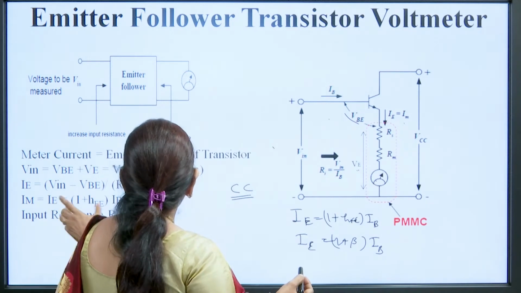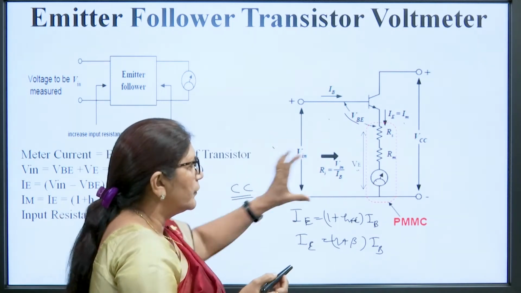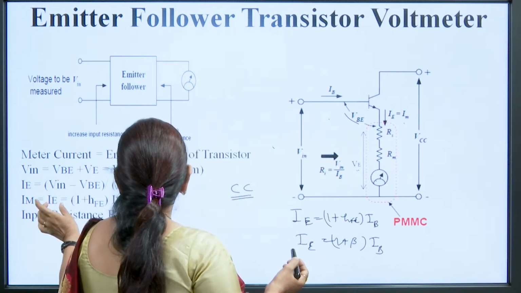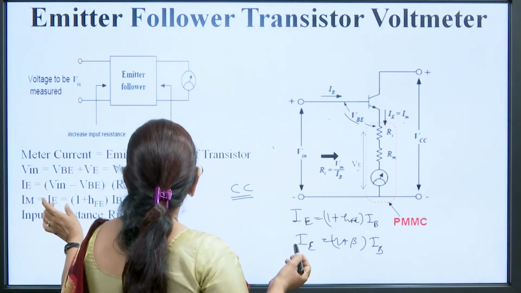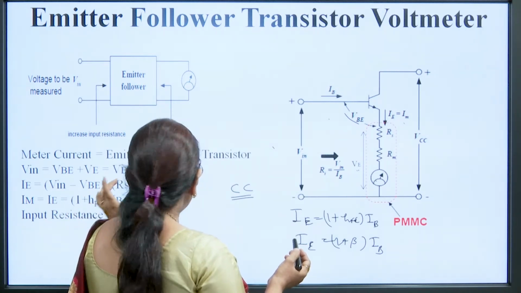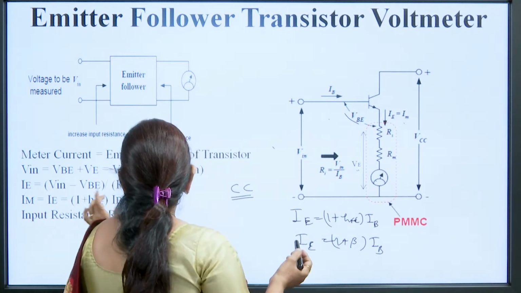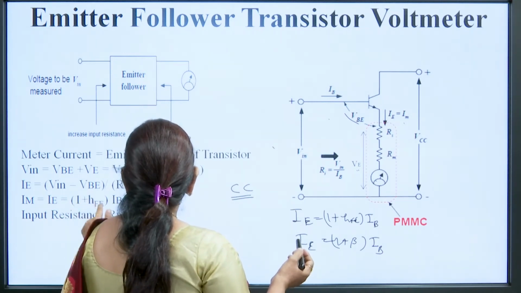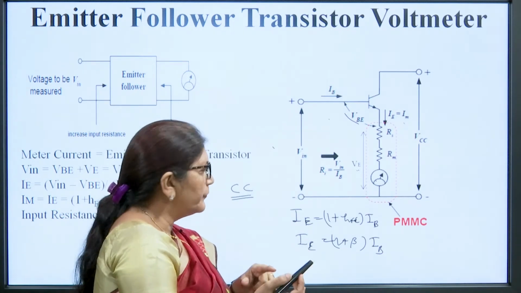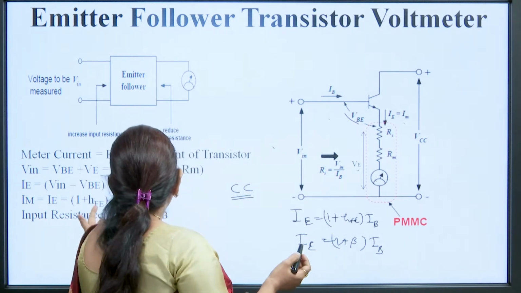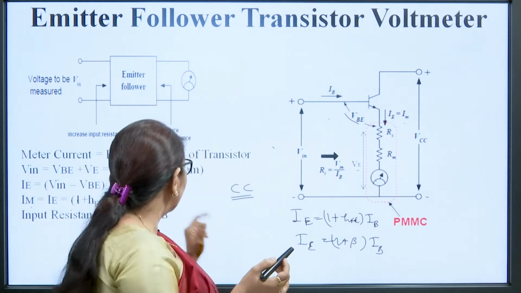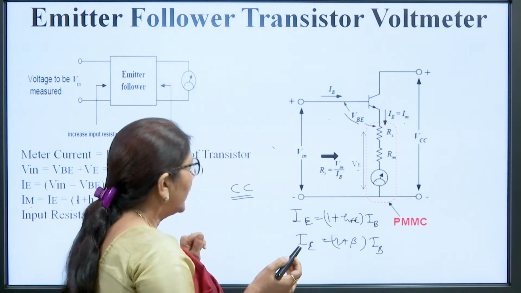Now if we find the relationship of the meter current, because it is the emitter current of the circuit, this meter current is equivalent to the emitter current of the transistor, and it is equal to 1 plus HFE, where HFE is the current gain of the amplifier, into IB. Since the value of HFE is very high, approximately 50 to 150, we can ignore the 1. So the meter current Im is approximately equal to HFE into IB.